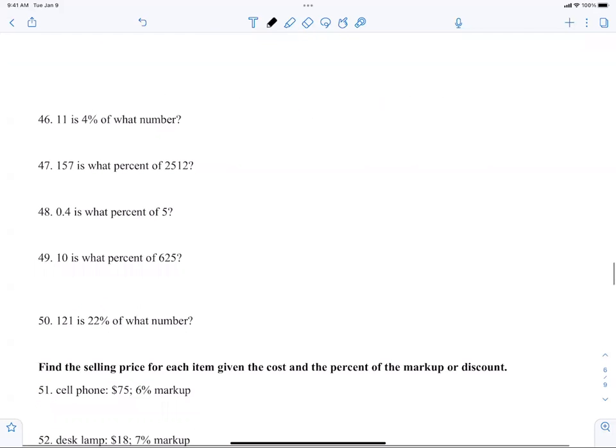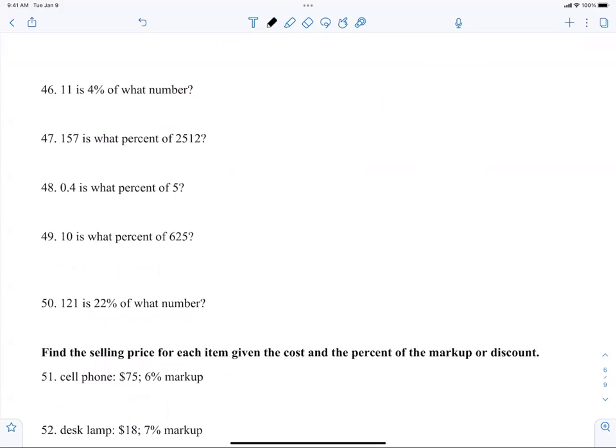Okay, now here's where you set up your proportion, or here's where you set up your equation. All right, this is what we're looking for. So 11 is 4% of what number? Addison, did you get this one? I did 4/100 equals 11 over X. Good. And I got 275. I'm good with that.